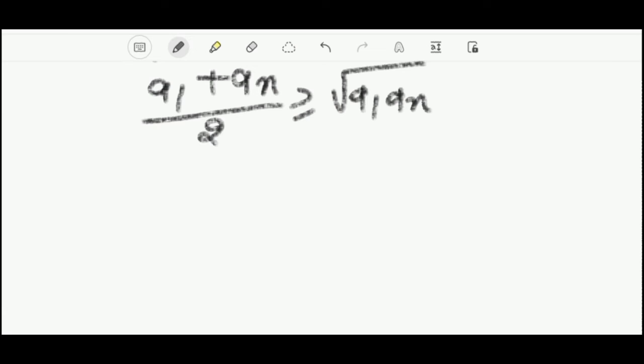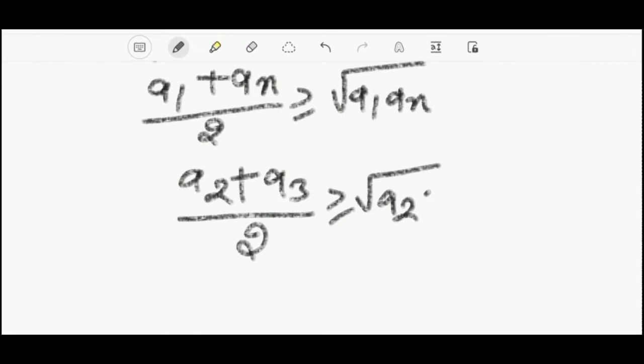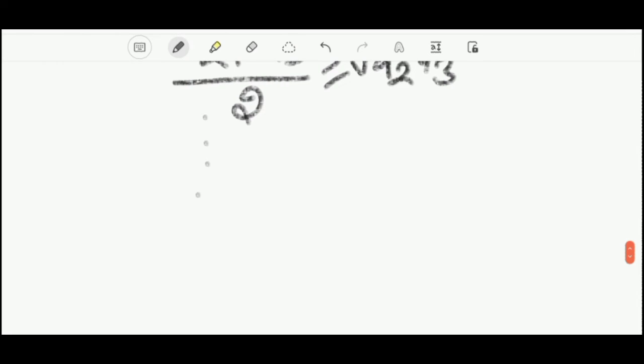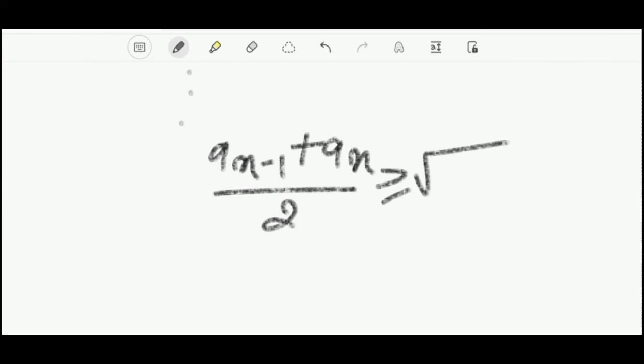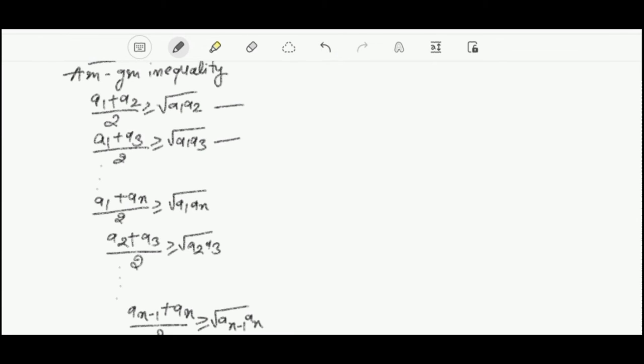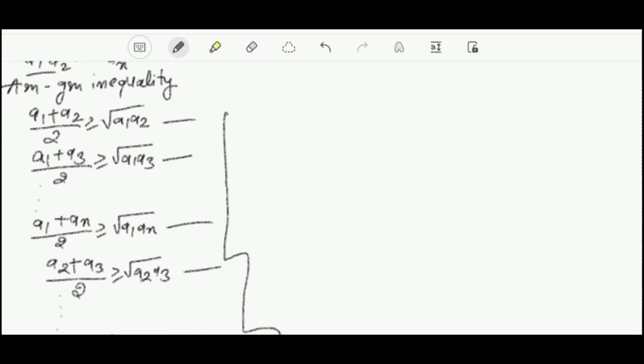And now we can similarly use this inequality over a2, a3 divided by 2 greater than or equal to square root of a2 a3, and it will continue with a3, a4 and all the elements of the sequence, and end up here at an minus 1 plus an upon 2 greater than or equal to square root of an minus 1 an. Now we have to add up all these inequalities and we'll obtain the result.